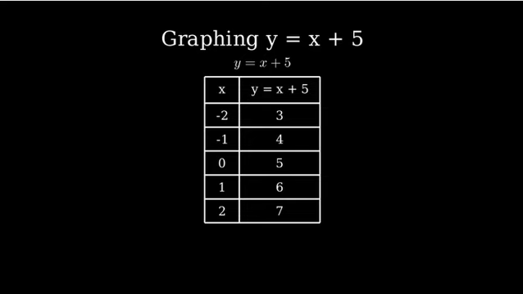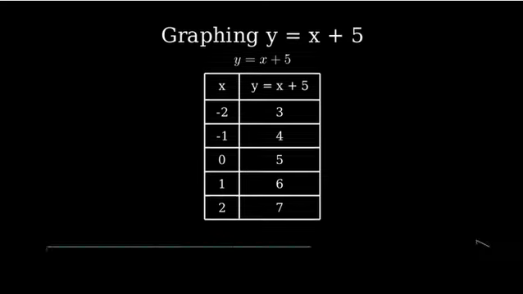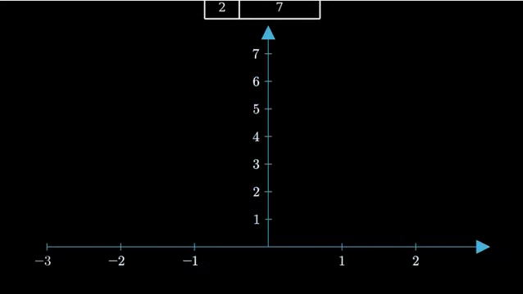When x is 1, y equals 1 plus 5, which is 6. And when x is 2, y equals 2 plus 5, which is 7. Now let's create our coordinate system and plot these points. We'll make our axes large enough to show all our points.